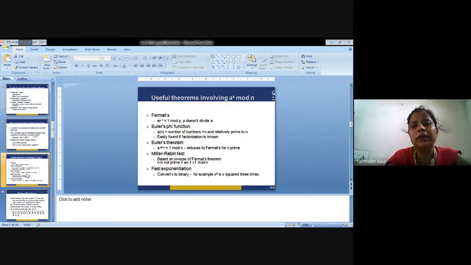Next is the Miller-Rabin test. It is based on the inverse of Fermat's theorem. N is not prime if A raised to power n minus 1 is not equal to 1 modulus of n, which is used for the deduction. Next is fast exponentiation, that is, convert x to binary. For example, x raised to power 8 is x squared 3 times.